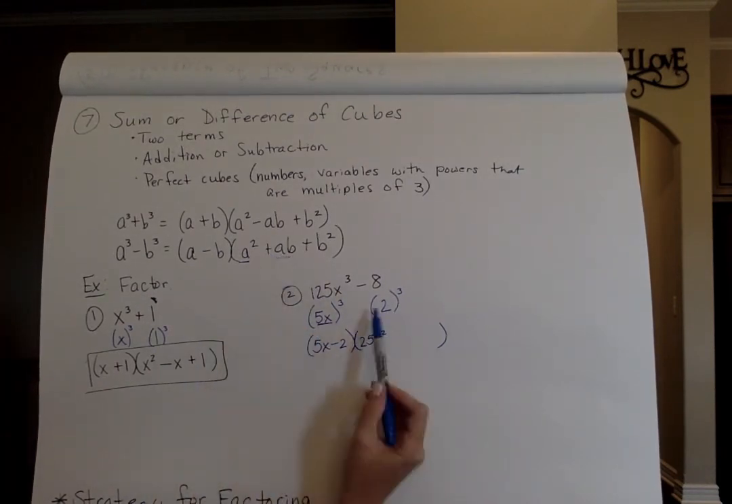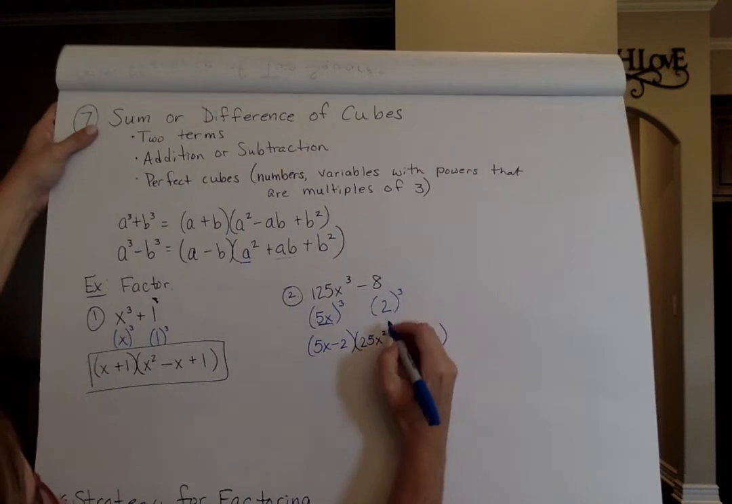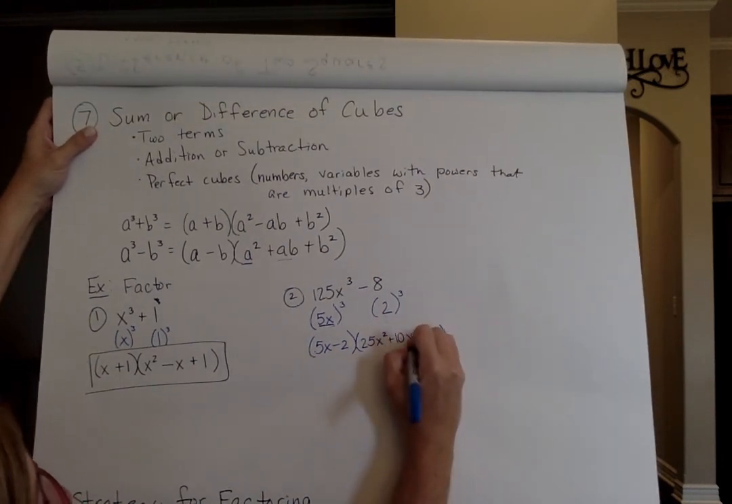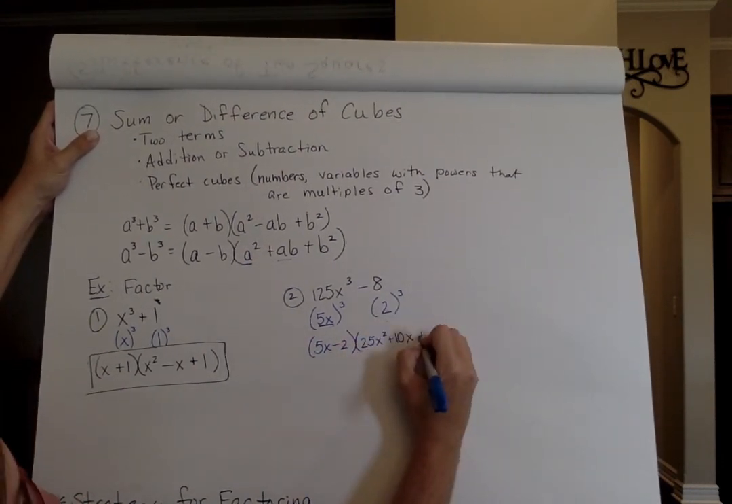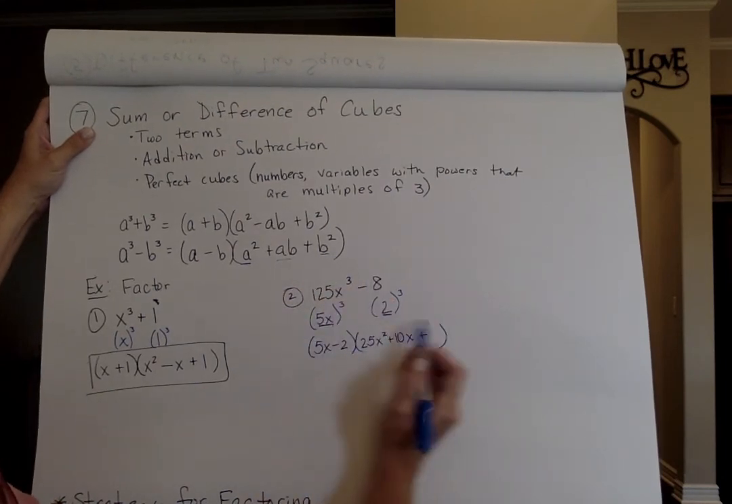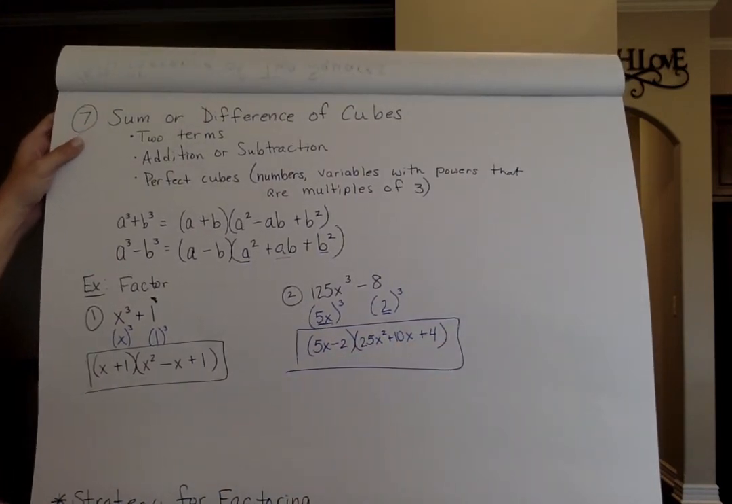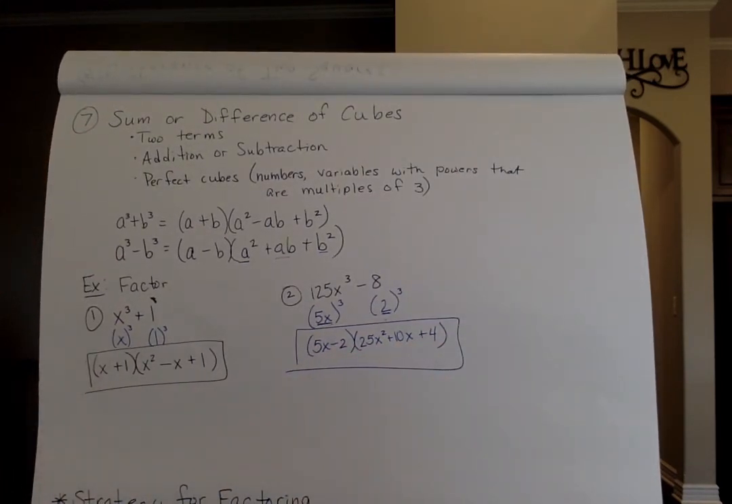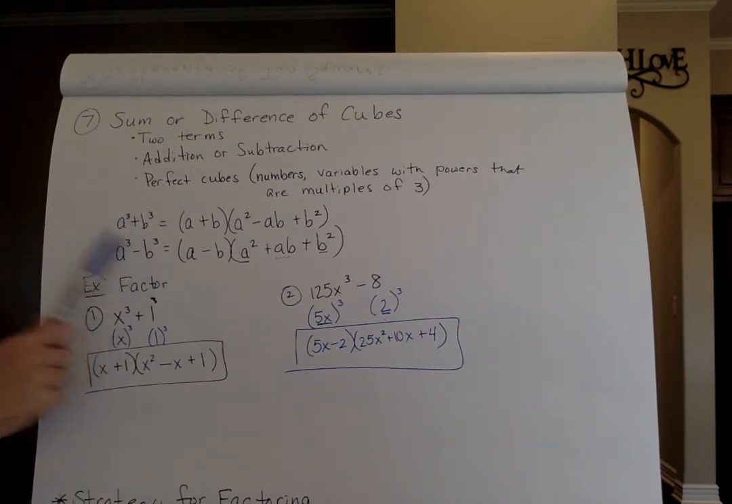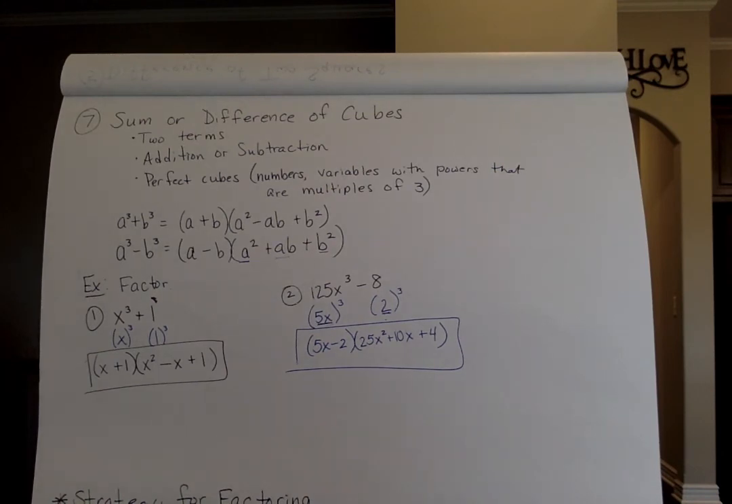Plus a times b. So these two things multiplied. 5x times 2 is 10x. Plus the second thing, or b squared, which in this case is 2 squared, which is 4. And that's our final answer. Okay, so that's how we deal with the sum or difference of cubes, again needing to have these patterns memorized. You can do that by practicing. I don't know how many times I can say that. It's so important for you to practice your factoring.